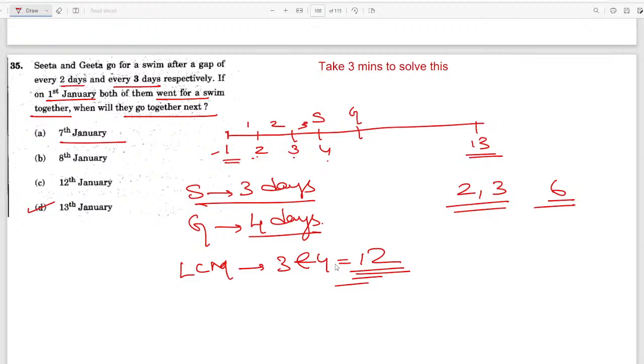Hope this is clear. Please ask if you have any queries, especially people who have got option A. Is this solution clear? And have you realized what is the mistake that you have made? Sure. Then we'll move to the next question.